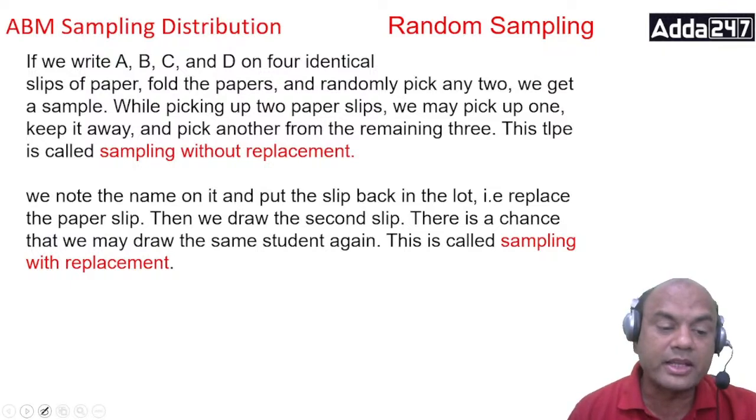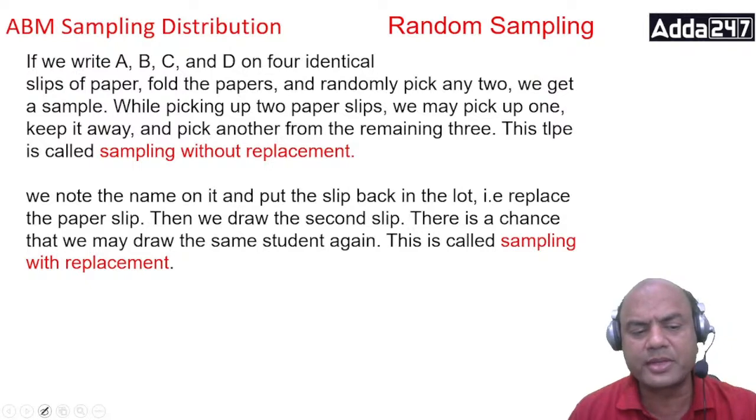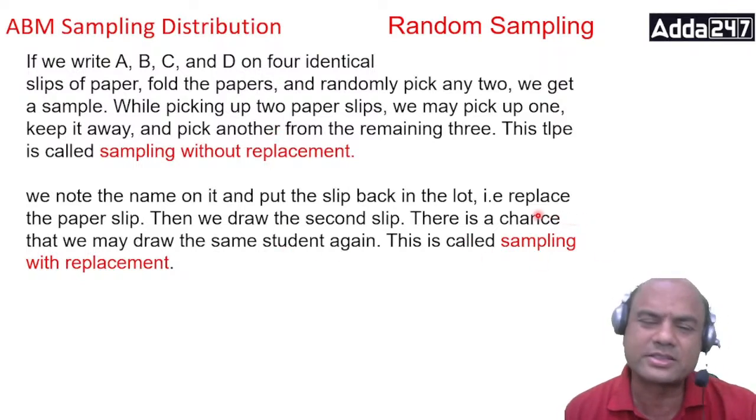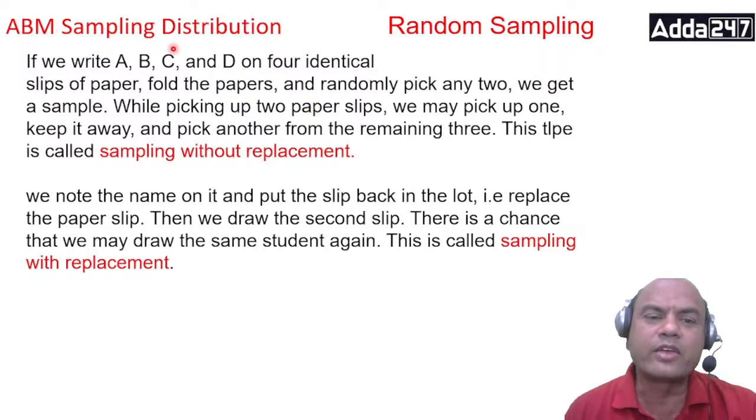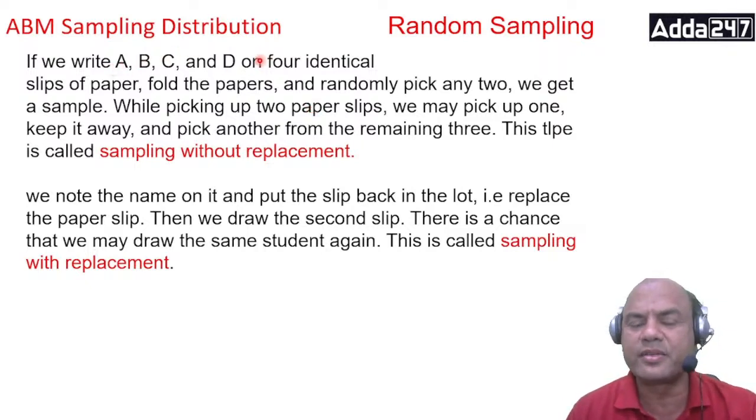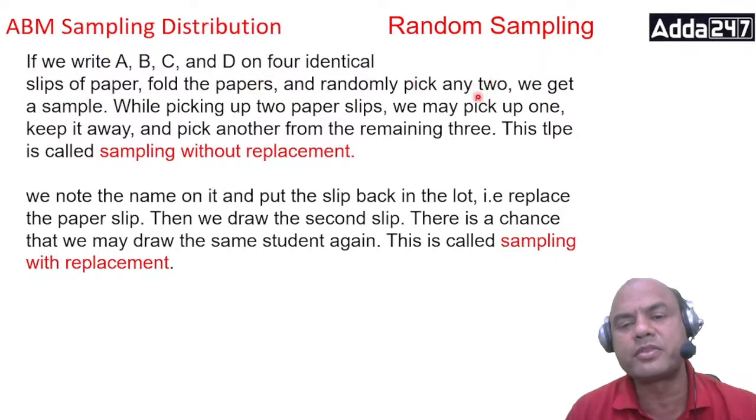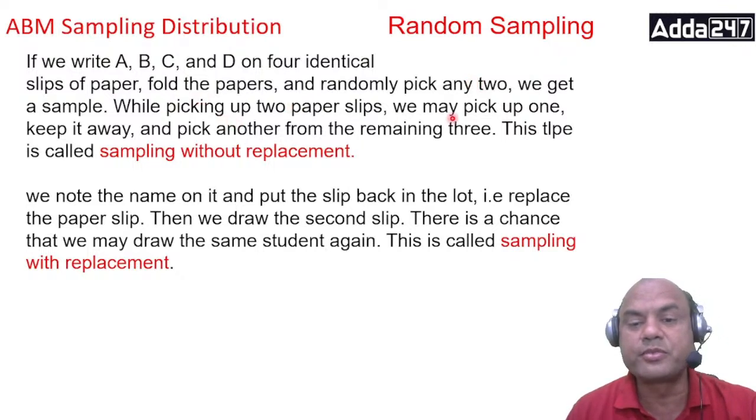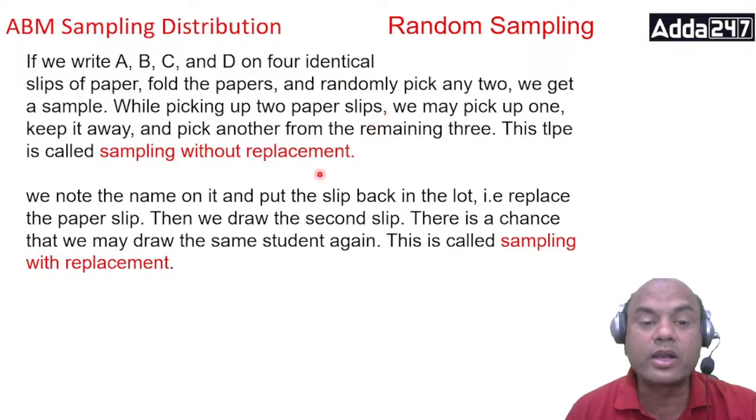Now, here comes the next topic within the same random sampling only. The next topic which comes is sampling without replacement and with replacement. Now, this is common sense, you can understand it. Without means what? I'll take 4 papers, 4 chits, A, B, C and D. Okay. Fold the slips of paper, randomly pick any 2. While picking up 2 slips, we may pick 1 by 1 and keep it away. Pick another from the remaining 3. Now remaining 3, what does it mean? Once I pick 1, I won't keep it again. So that's known as without replacement.